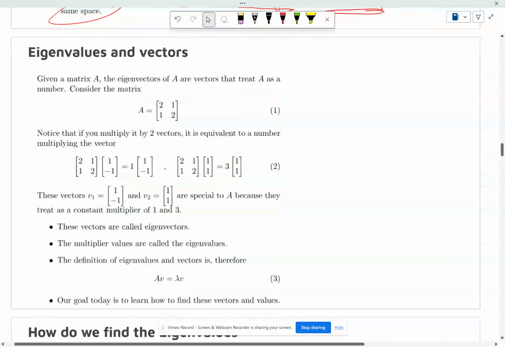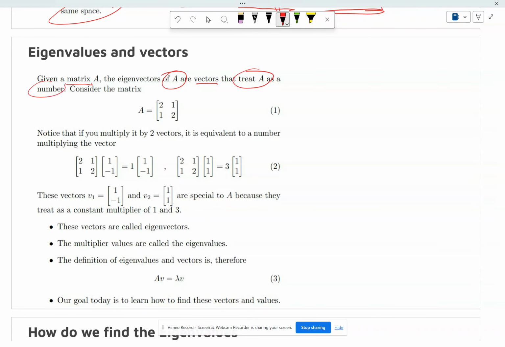Eigenvalues and eigenvectors. Given a matrix A, the eigenvectors of A are vectors that treat A as a number. So this is the definition. This is very, very important. Why is an eigenvector special? It's special because when you take a vector and multiply it by a matrix, it treats this matrix as if it's just a number. Let me explain what I mean by that.